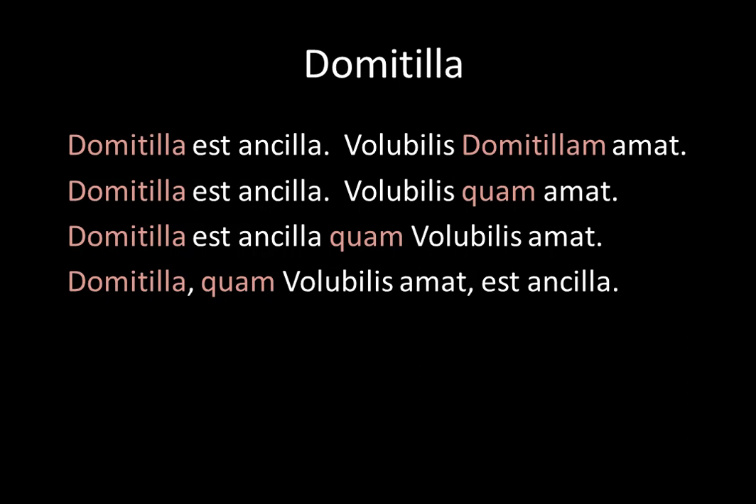And notice again that quam is the direct object of Volubilis' love. Therefore, it is in the accusative, even though it's matching Domitilla, which is nominative. That's the basics of how relative pronouns work in relative clauses.